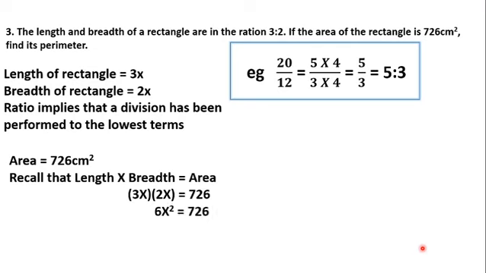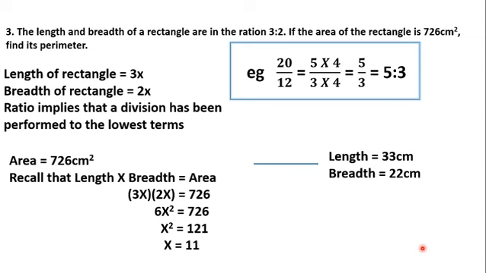From here, I believe you can find your way to the answer. You're going to divide both sides by 6, so x squared will be equal to 121, and then you find the square root of both sides, which will leave x to be equal to 11. So if x is 11, it means that the length of the rectangle would be 3 times 11, which would be 33 centimeters, and the breadth of the rectangle will be 2 times 11, which will be 22 centimeters.